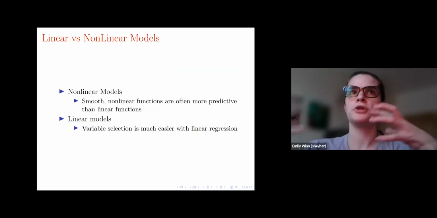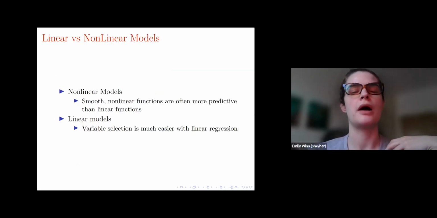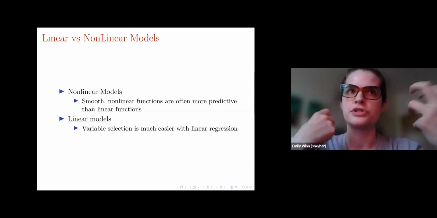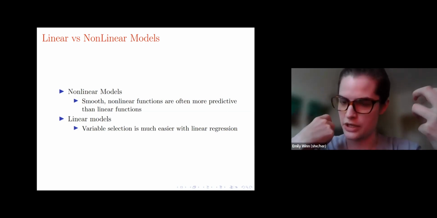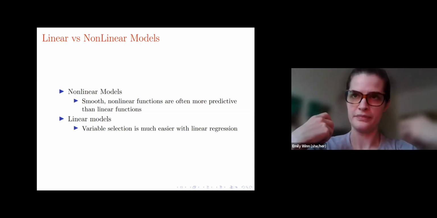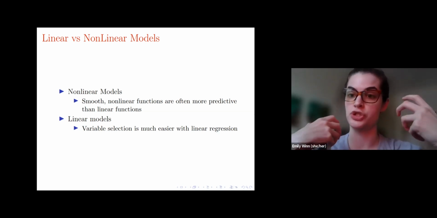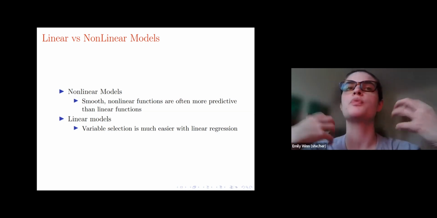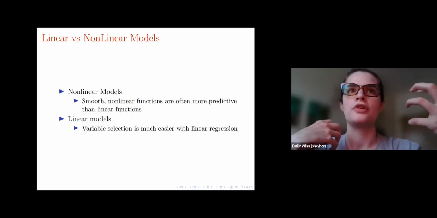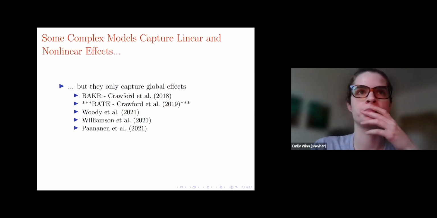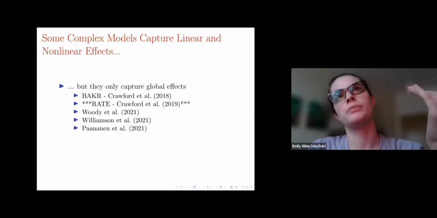So there's this push and pull between linear and nonlinear models, where nonlinear models are often more predictive than linear functions. But with linear models, the variable selection is much easier, even though it's not as predictive. We actually know which variables are contributing. So it's this push and pull where we want to be able to do variable selection, but we want to be able to do it accurately. And so we need more complex models to do this.